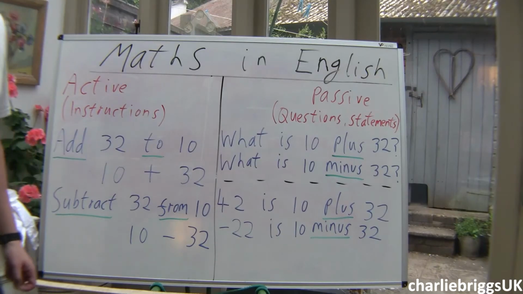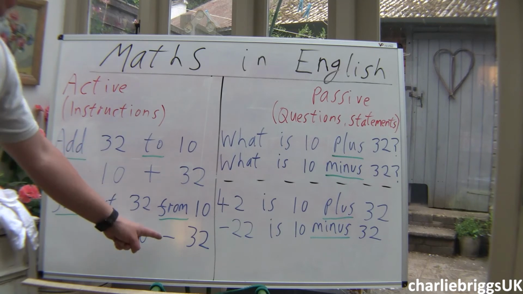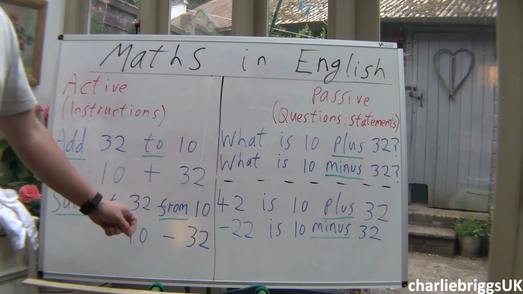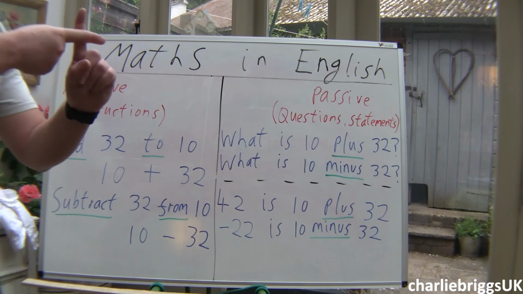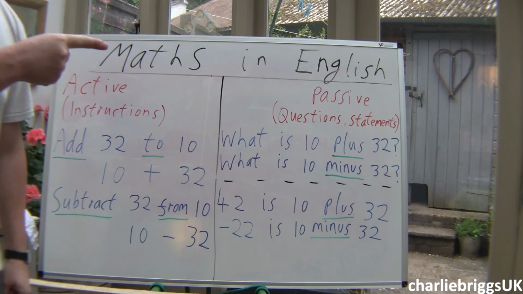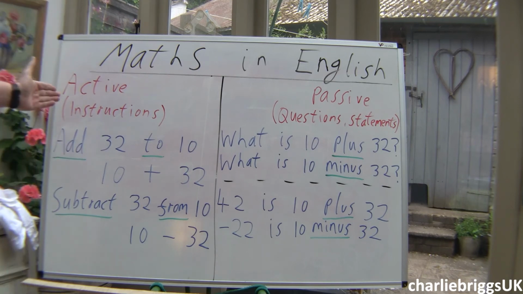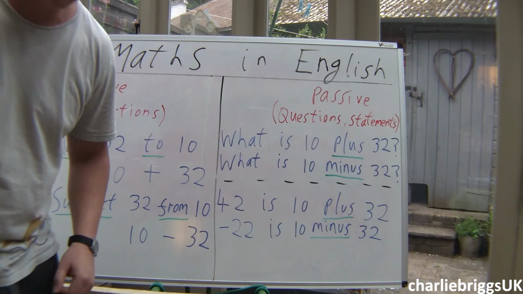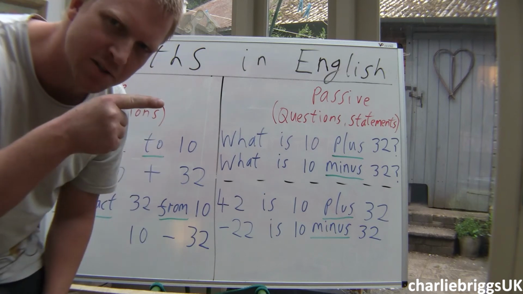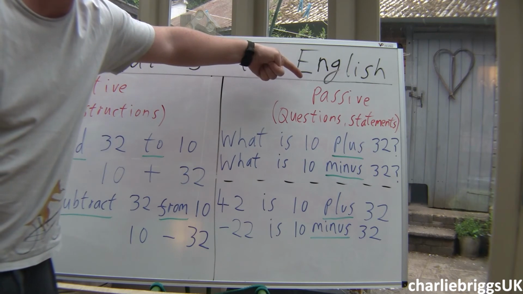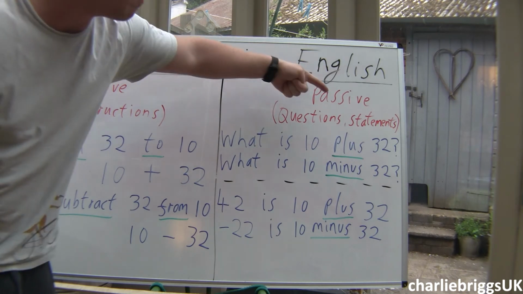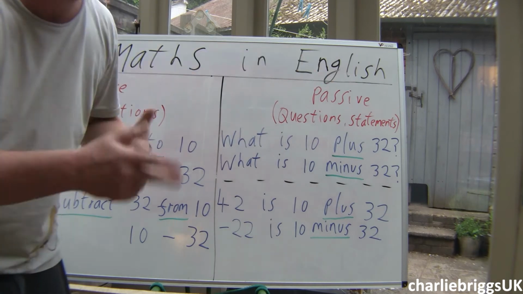Alright, let's begin with adding and subtracting. We can say add or subtract if we're giving instructions. That's called the active voice. But we can also say plus, minus. We do that in the passive voice when we're asking questions or making statements. Let's do some examples.